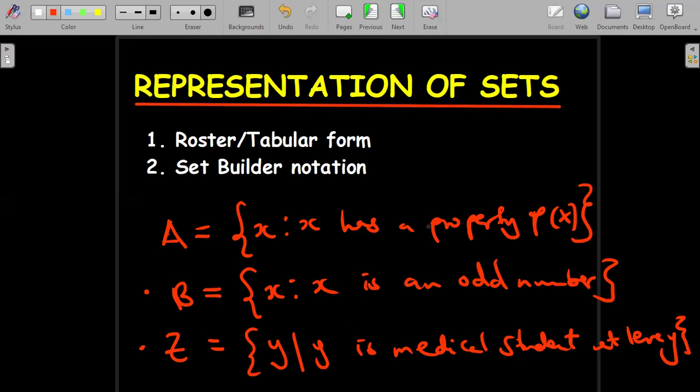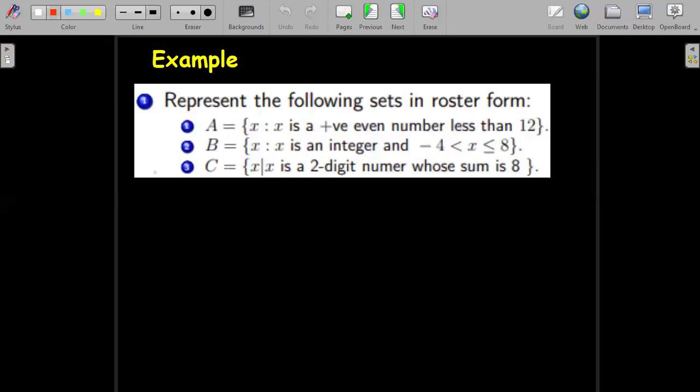Okay, let's just go into examples such that we see how to work it out. So we have this part here, and the question says represent the following sets in roster form. So roster form is a listing form. So we have set A, and they've given this in set builder notation, and we have to write it in roster form. So it says X such that X is a positive even number and less than 12.